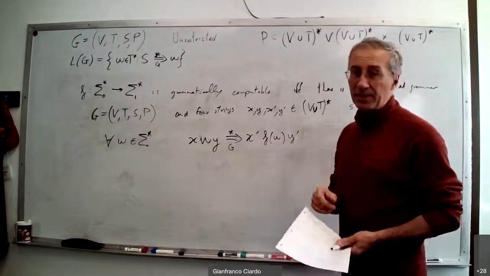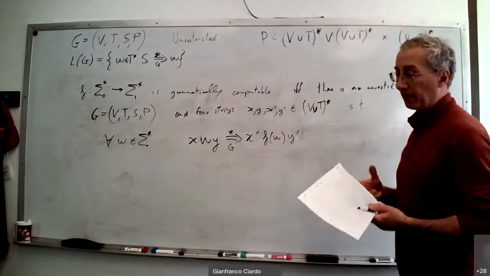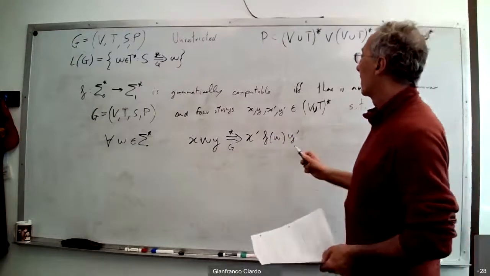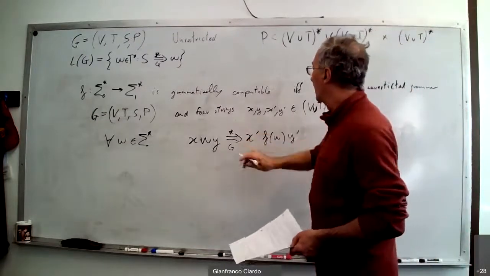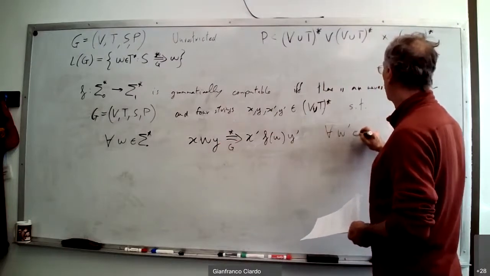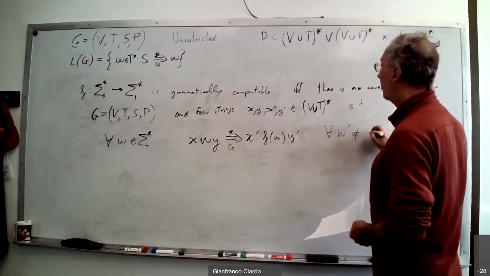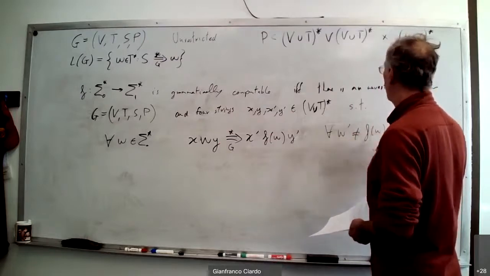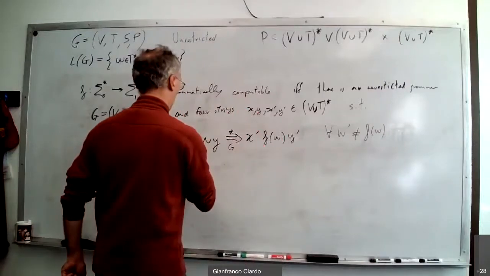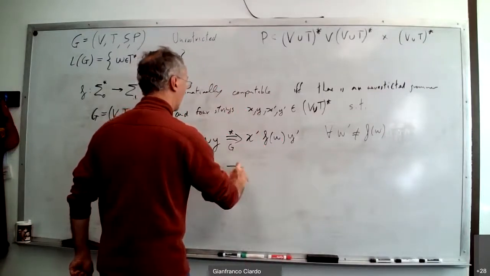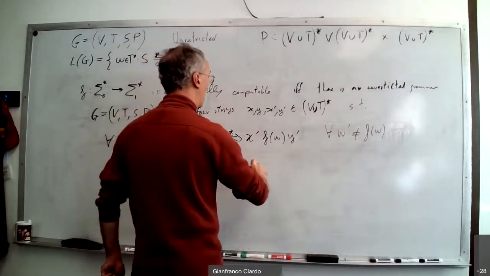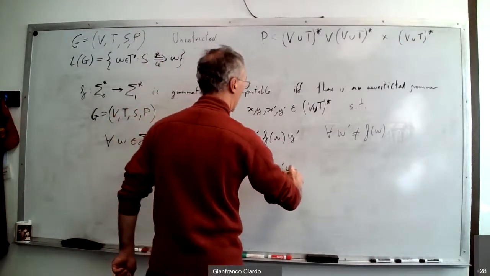But that's not enough, right? Because a grammar can generate many strings. So what must also be true is that for all W prime different from F of W, X W Y cannot generate X prime, W prime, Y prime.